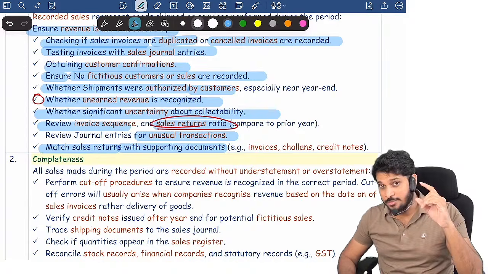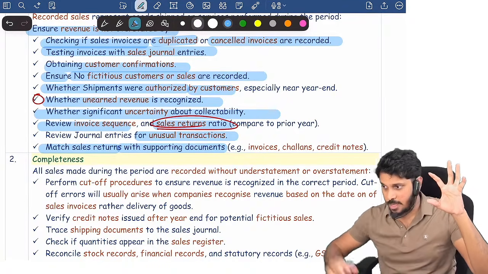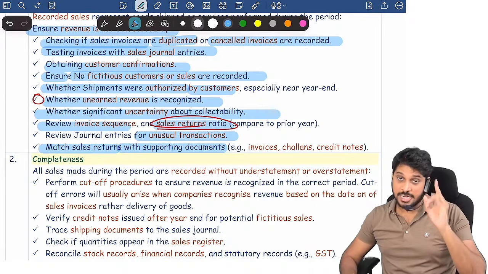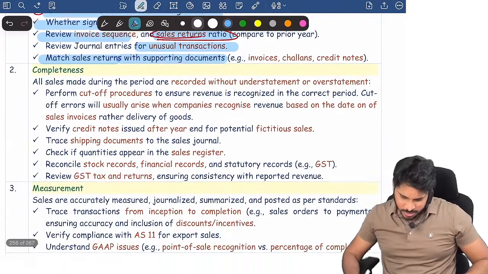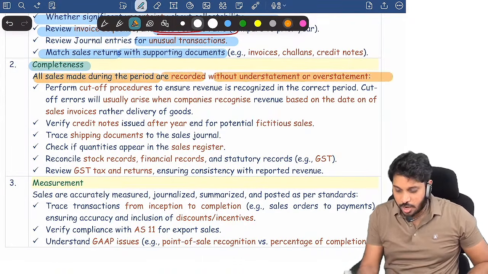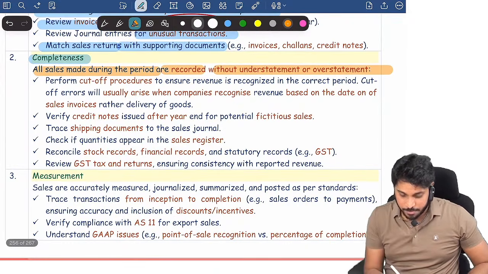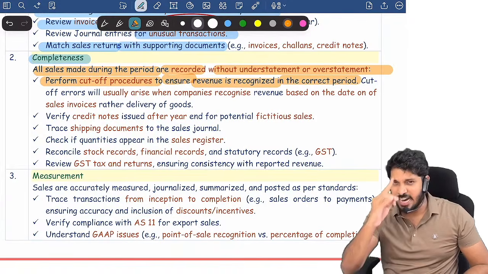Generally what happens is, at March ending, suddenly we show high sales. In April month, sales return will be there. That's proof that it's probably a dummy sale. So that is completeness: all sales made during the year must be recorded, without understatement and without overstatement. You should perform cutoff procedure to ensure revenue is recognized in the correct accounting period.